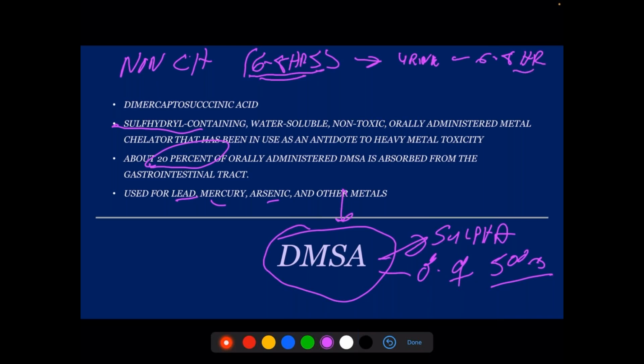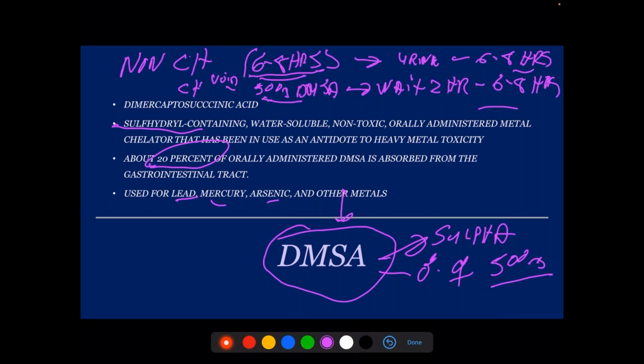That's a non-challenge test. I don't typically do that because the information I'm looking for myself, I gain all of that in a challenge test. How do you do a challenge test? Well, I tell them, assuming they're not allergic to sulfa, swallow the 500 milligram tablet of the DMSA. Next step, wait 2 hours. So I tell them first void, they can void here first. Take the 500 milligram DMSA tablet, wait 2 hours, now collect 6 to 8 hours. It's that simple. That's how you do a good test.